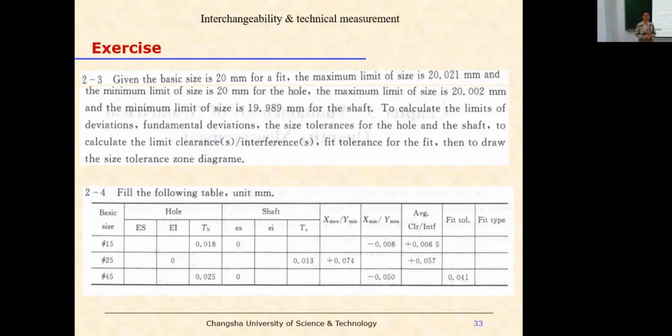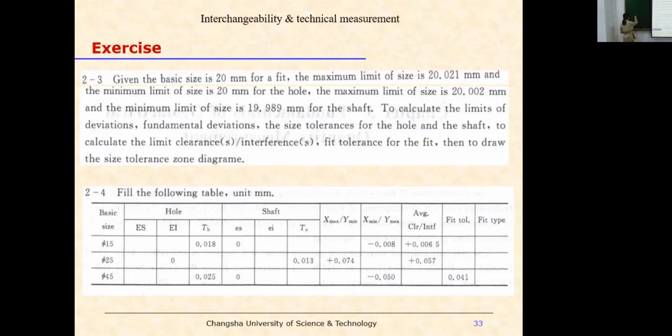It's all about the procedure. For the hole, ES is the upper deviation. EI is the lower deviation. And for the ES and EI, the tolerance is T. It's like H. The T is capital T. The T is the tolerance. The first letter is tolerance T, and the H is the hole, right? The T is the tolerance, and the H is the hole, right?